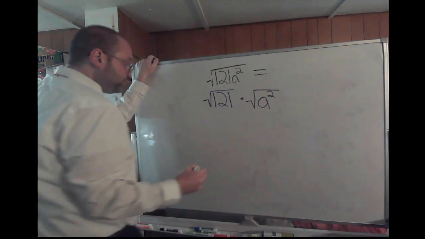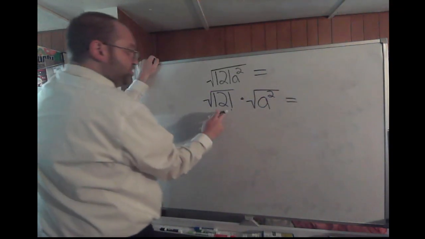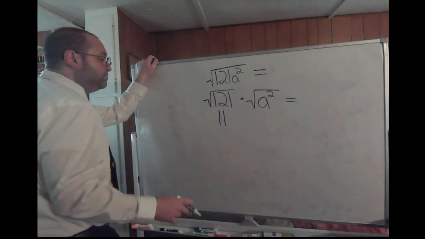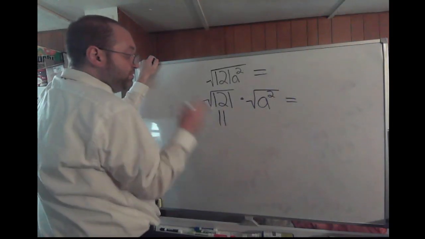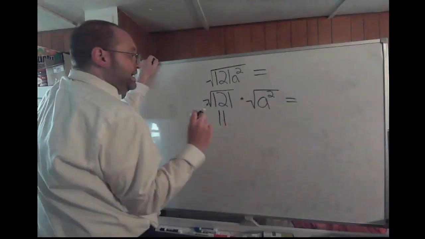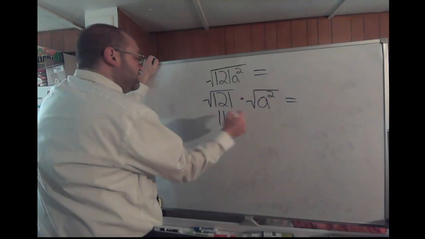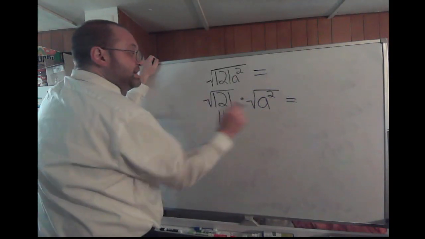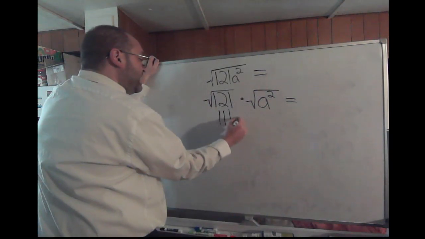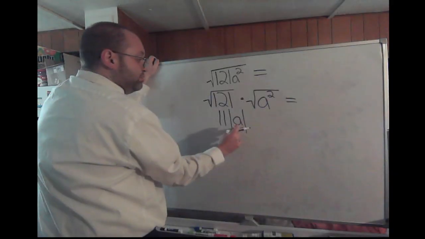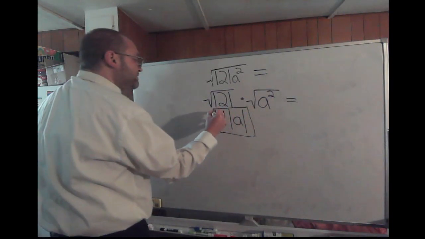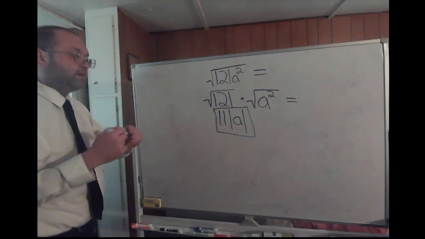Well, we know for sure the square root of 121 is 11, right? So, there's that part. Now we have the square root of a squared. Well, some would think it's just simply a. However, when you have the square root of a variable to the second power, it's actually going to be the absolute value of that variable to the first power. So the real answer you're going to get is 11 times the absolute value of a.